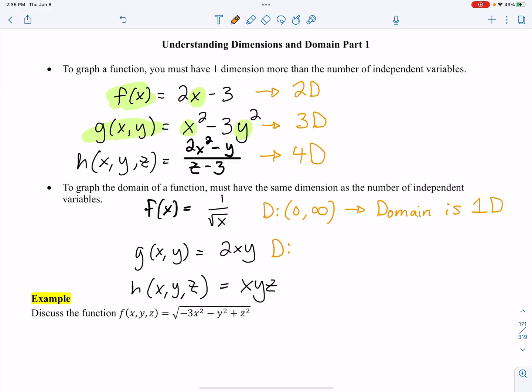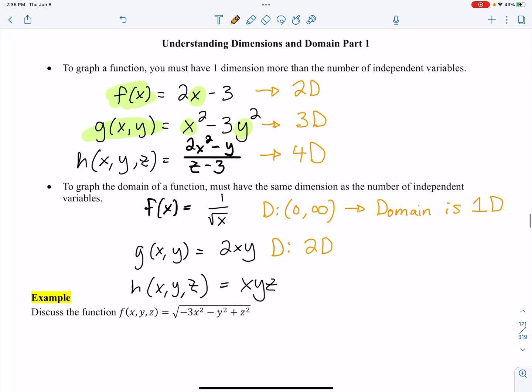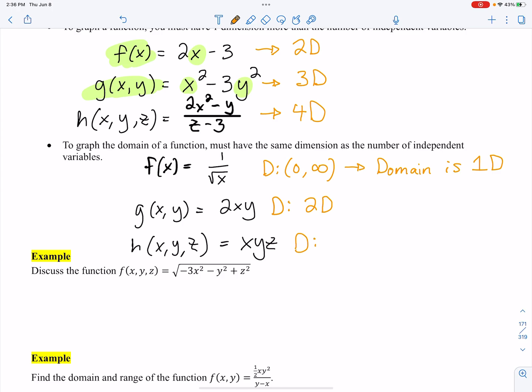Here, the domain would be all x's and all y's. So this domain, we're not going to worry about trying to find it. It's all real numbers anyway, for x and y, so this is 2 dimensions. So our function has a domain of 2 dimensions, but the graph itself is 3, right? This one, the domain for this one, well, I'm plugging in 3 variables, so the domain is 3D, the graph is 4D. So you can see it's always one more, because we have the number of inputs, that's our domain, and then the output adds 1 to create a new dimension.